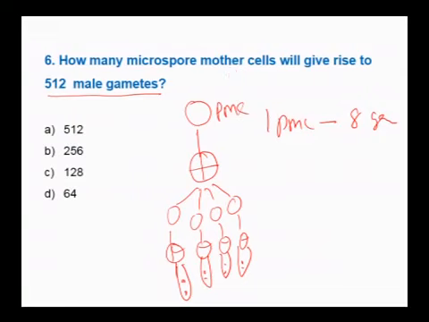Therefore, 512 divided by 8. 8 sixes are 48, then 8 fours are 32. Therefore, 512 male gametes are produced from 64 microspore mother cells. If the question is about how many microspores, then it should be divided by 2. Therefore, the answer is 64.